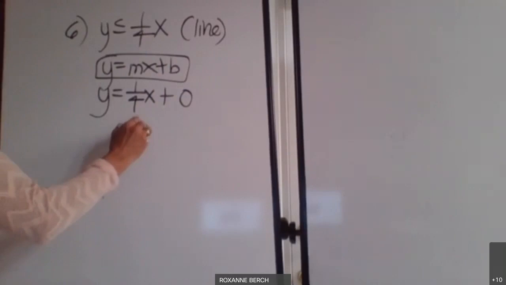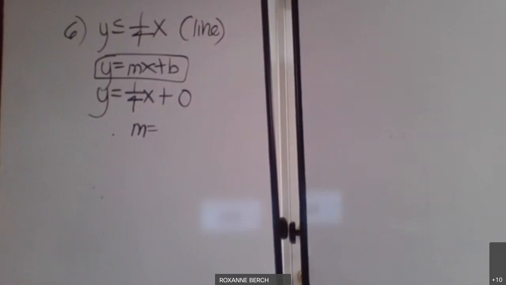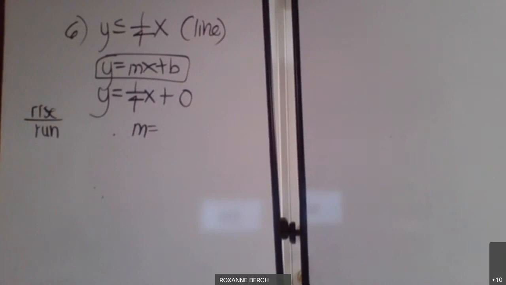When I went over this in the prerequisite section, I said that the way you read the slope is the change in y over the change in x. It's also known as the rise over the run. Rise, you think up and down; run, you think left and right, because you can't run up and down. So rise means up and down, and run means left or right.